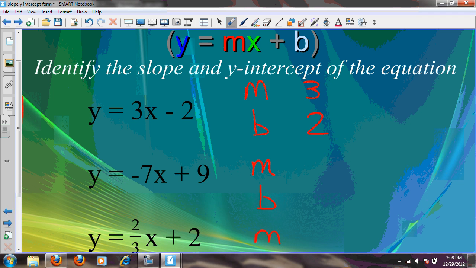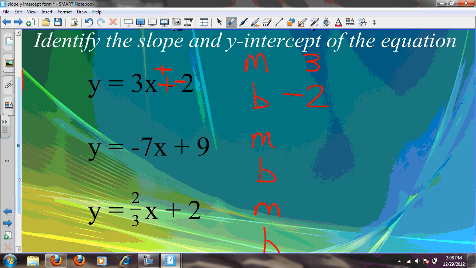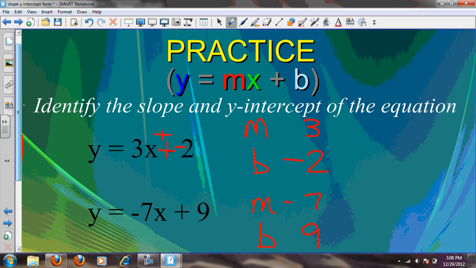Is it just 2? The form is plus b. If I change this to plus, my 2 becomes negative. It is, in fact, negative 2. How about the next equation? Y equals negative 7x plus 9. What is my slope? Negative 7. What is my y-intercept? 9. We're just pulling out the m and the b in my y equals mx plus b practice.